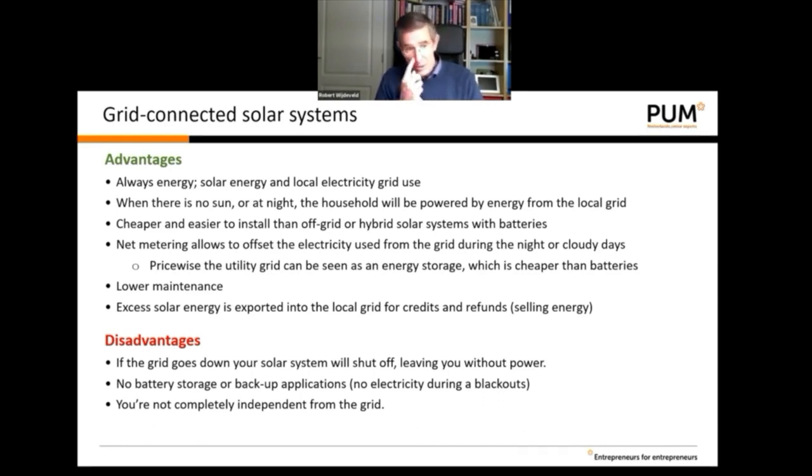A disadvantage is if your grid goes down, your solar system will shut off, leaving you without power. There's no battery storage or backup application. So if there is a grid failure, there is no electricity in your house. And you're not completely independent from the grid, so you always need the grid connection.